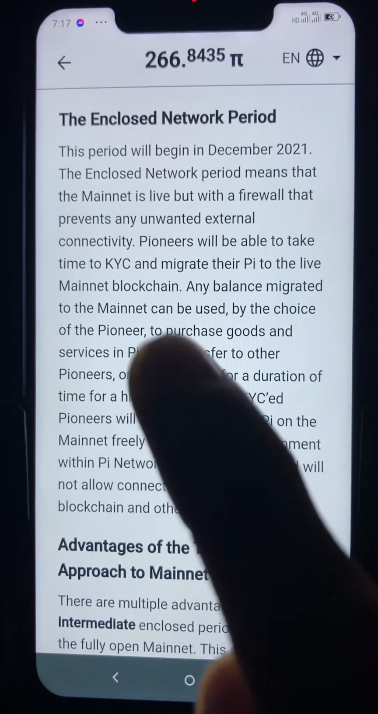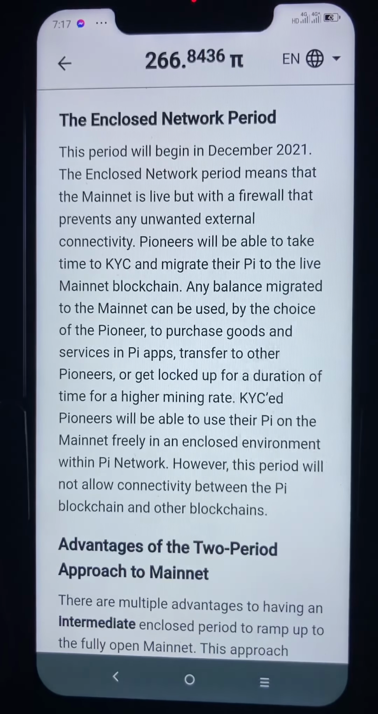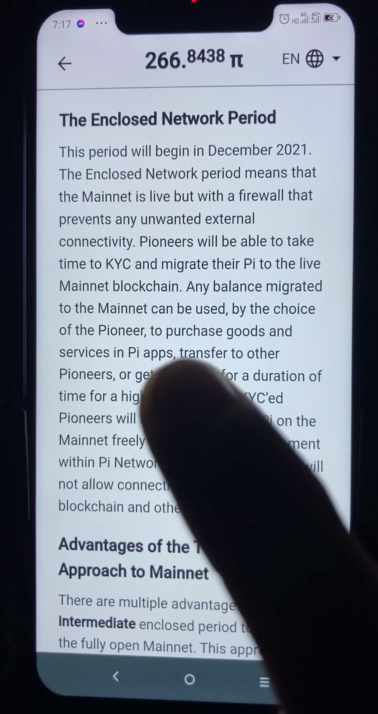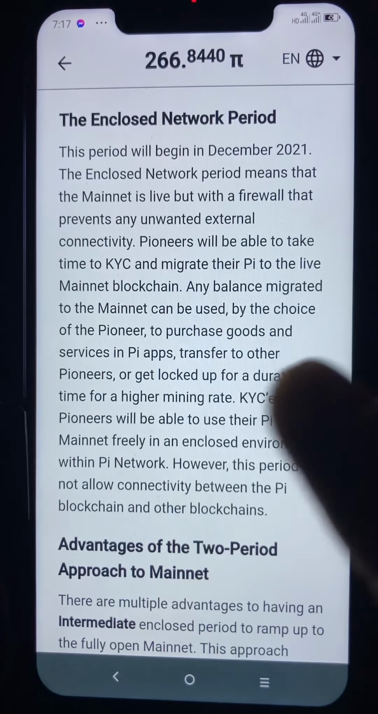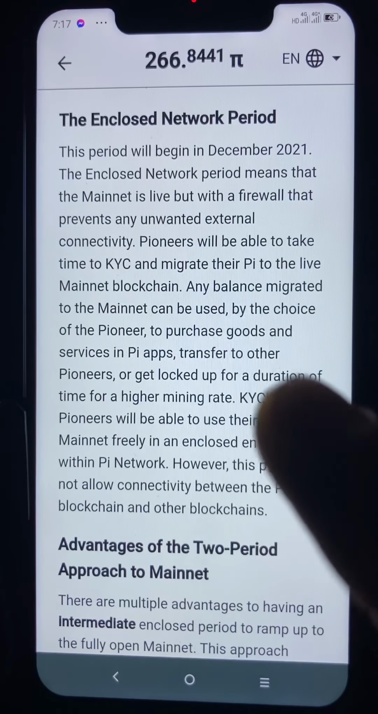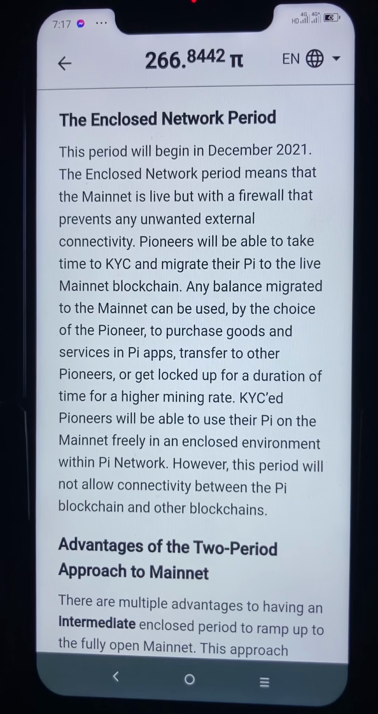So, sa loob ng Pi app na sa Pi browser. Very important na i-download nyo na yung Pi app ninyo. Okay? And pangalawa, transfer to other pioneers. As long as pioneer talaga sila, pwede ka mag-transfer to any pioneer. You can transfer your Pi to them. Depende na yung transaction sa inyong dalawa.